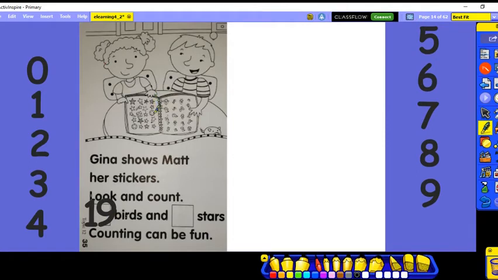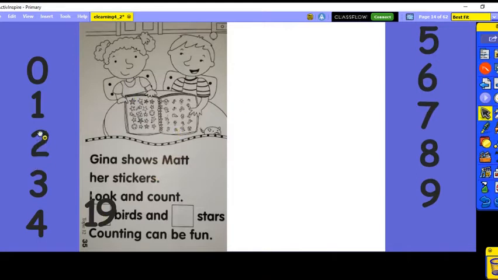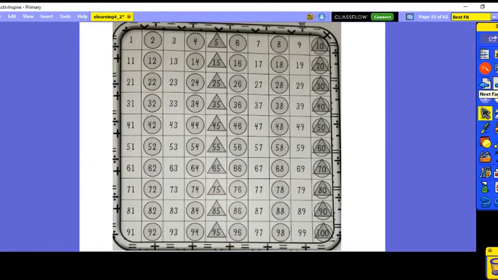1, 2, 3, 4, 5, 6, 7, 8, 9, 10, 11, 12, 13, 14, 15, 16, 17, 18, 19, 20. Okay, and 20 we make with a 2 and a 0. Okay, let's see. Who has more? Does Matt have more birds or does Gina have more stars? Which one's more? That's right, Gina has more because she has 20, and that's just one more, 19, 20. She has one more.